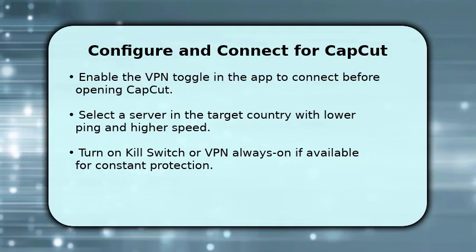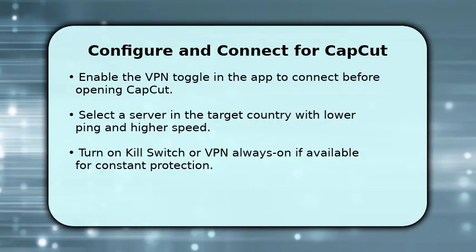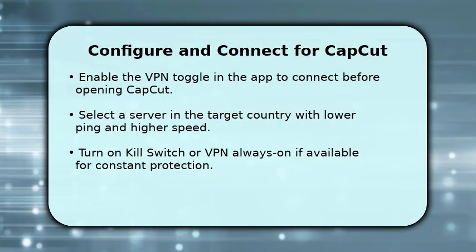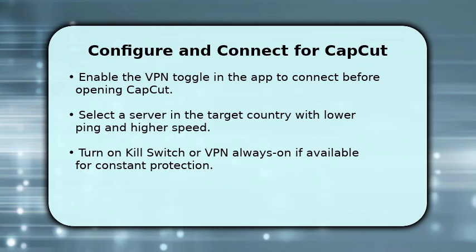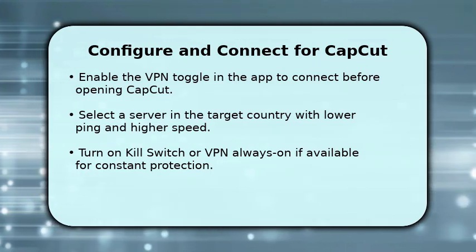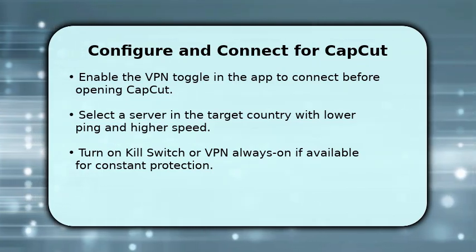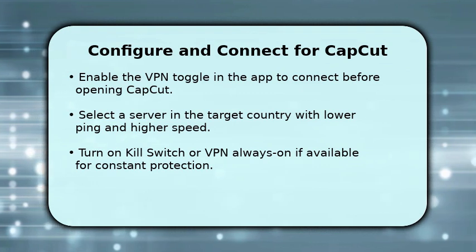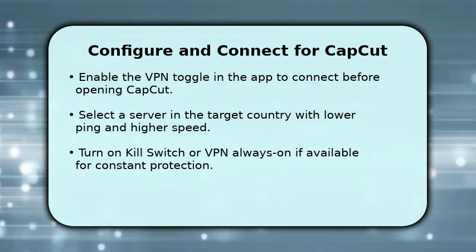If the VPN app offers a kill switch or always-on VPN, enable that feature now. This prevents Capcut traffic from leaking if the VPN disconnects unexpectedly. After the VPN indicates a secure connection, open Capcut and test video upload or browsing.